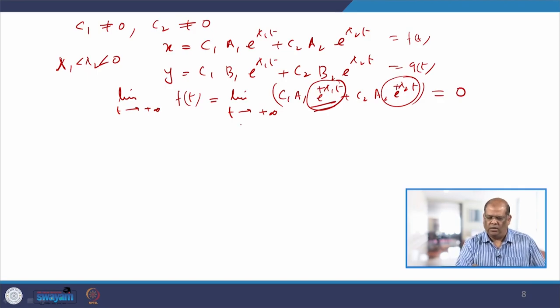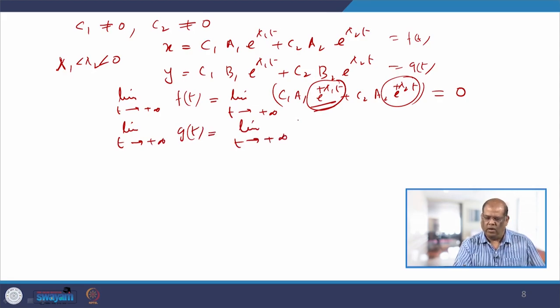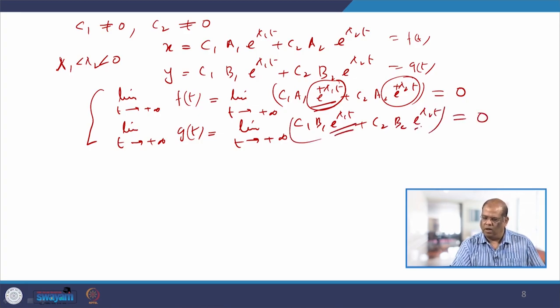So why are we doing this? Because in the definition of the node, if you recall, it says that the path approaches (0, 0) and the path enters (0, 0). So these two properties will ensure that the path approaches the equilibrium point (0, 0). c1b1 e to the power lambda 1t plus c2b2 e to the power lambda 2t. Again, with the same logic, this becomes 0.